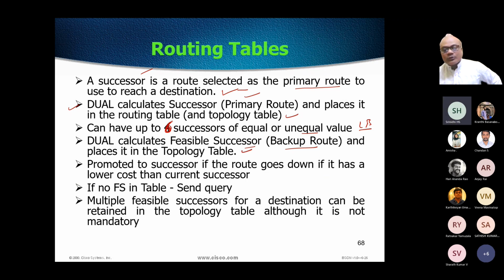If the successor router goes down, the feasible successor with the lowest cost will become your current successor. If there is no feasible successor in the table, it sends a query, a request, to whichever neighbor routers are connected to form the adjacency. Multiple feasible successors of the destination can be retained in the topology table, although it is not mandatory. It's not like there is only one feasible successor; there might be two, three, four successor routes, so it's not totally depending upon one successor route.